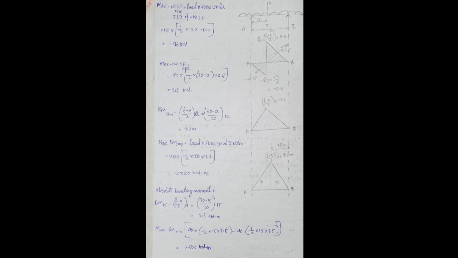Next, absolute bending moment. So bending moment at 15, absolute bending moment means at center. So L minus A by L into A, that is 30 minus 15 by 30 into 15. So you will get it as 7.5 kilonewton meter. So maximum bending moment at 15 meters is equal to load into area of left side triangle plus load into area of right side triangle.